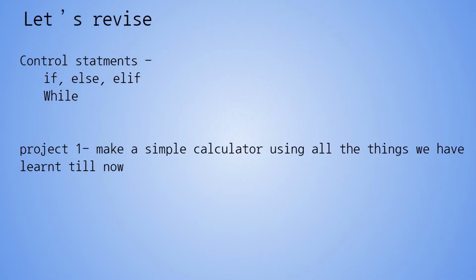Let's start with a quick revision. So we have learned control statements till now. We have learned two types of control statements right now: if, else, elif, and the while loop. And I also gave you one project in which you had to make a simple calculator using all the concepts we have learned till now.